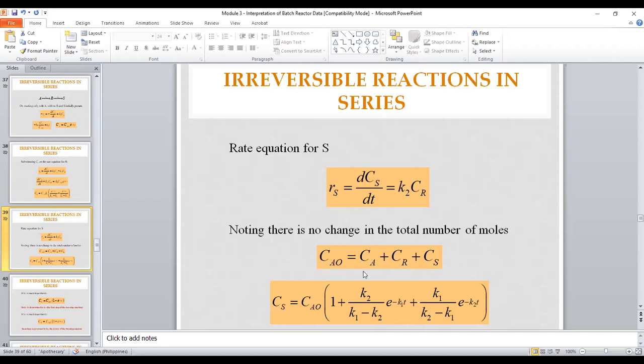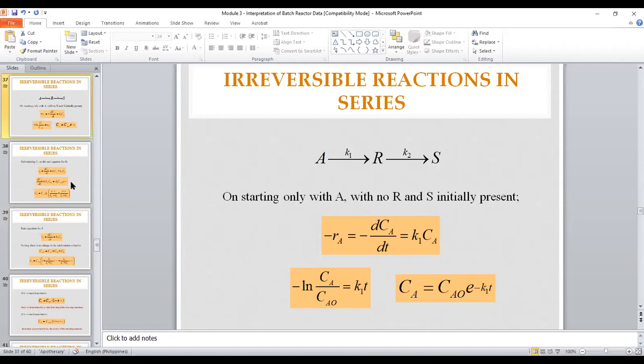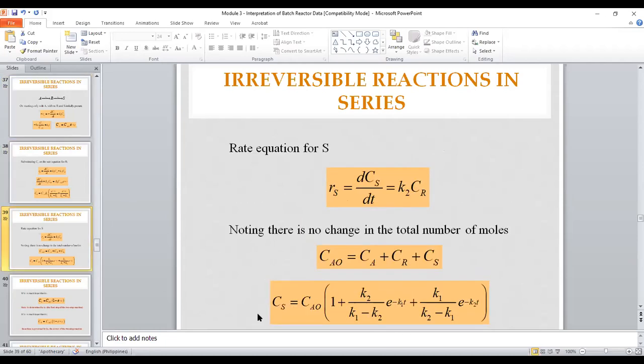If you already have a formula for Ca and a formula for C sub R, and you know the initial concentration, it would be a simple case of subtracting these two expressions from CaO, and you will have C sub S. And this is it. The formula that allows you to solve for the final product at any particular time, a formula that is only dependent again on the rate constants of the two steps and the initial concentration.